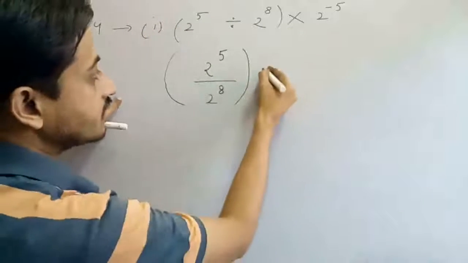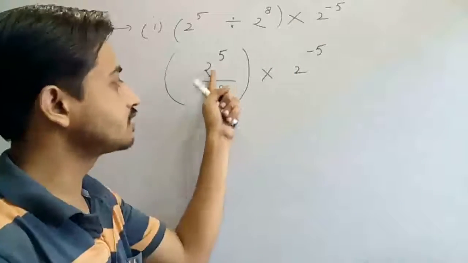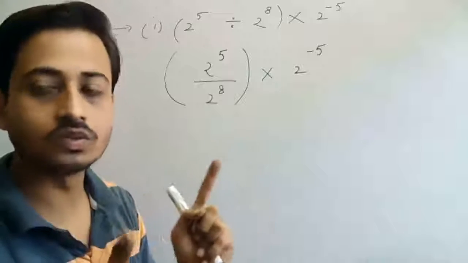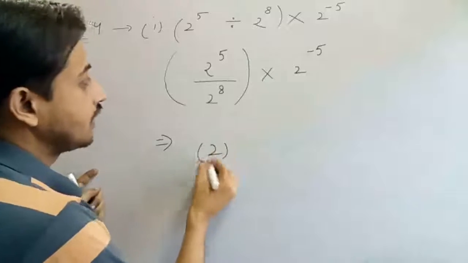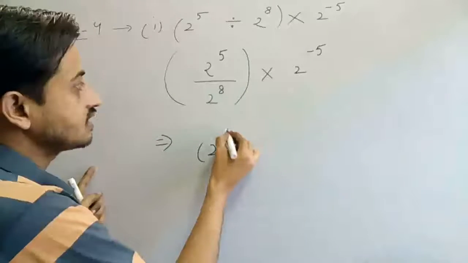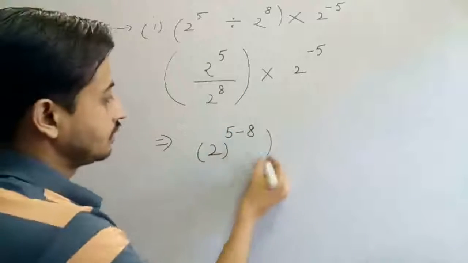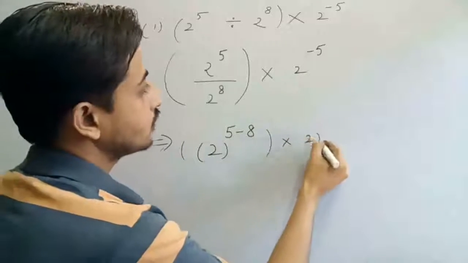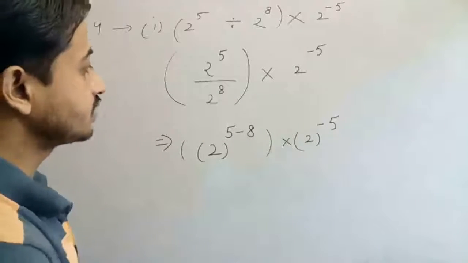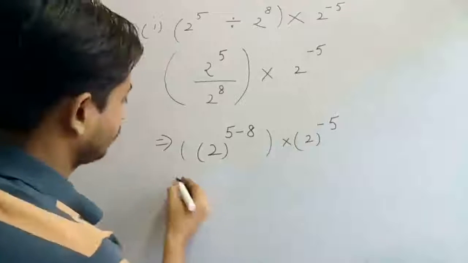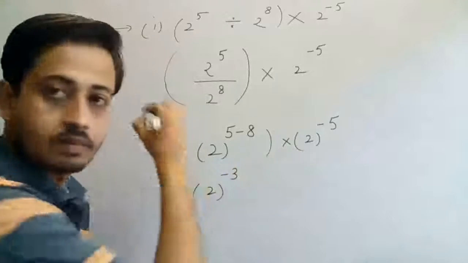Now this is as it is, 2 raised to the power negative 5. And you know now the exponent is the same and the terms are in division form, so the powers get subtracted. So what will we get? We get 2 as the exponent remains the same and the power gets subtracted: 5 minus 8, multiply 2 raised to the power negative 5. So please make a note. 2 raised to the power 5 minus 8, we get minus 3.